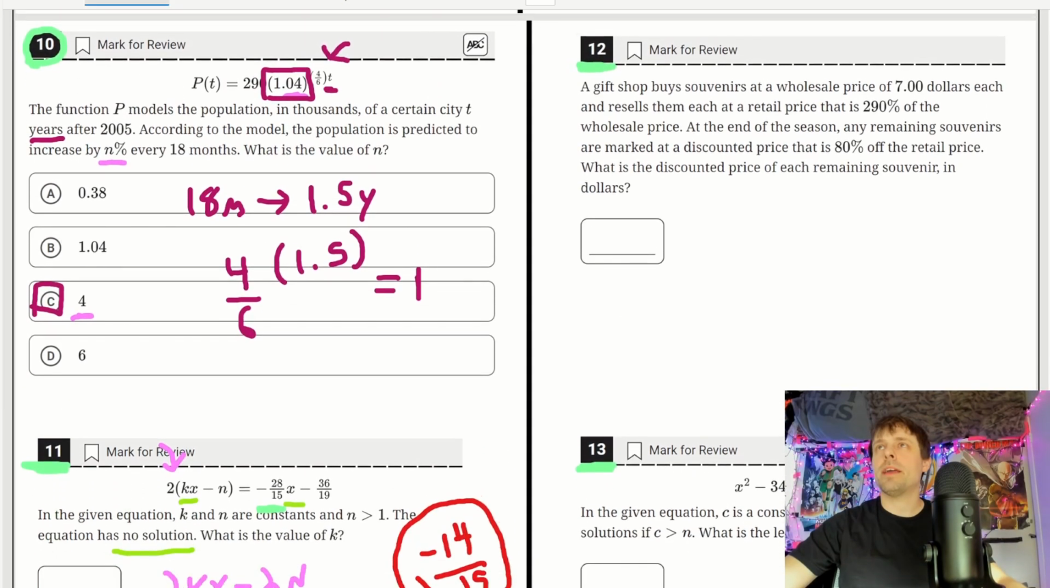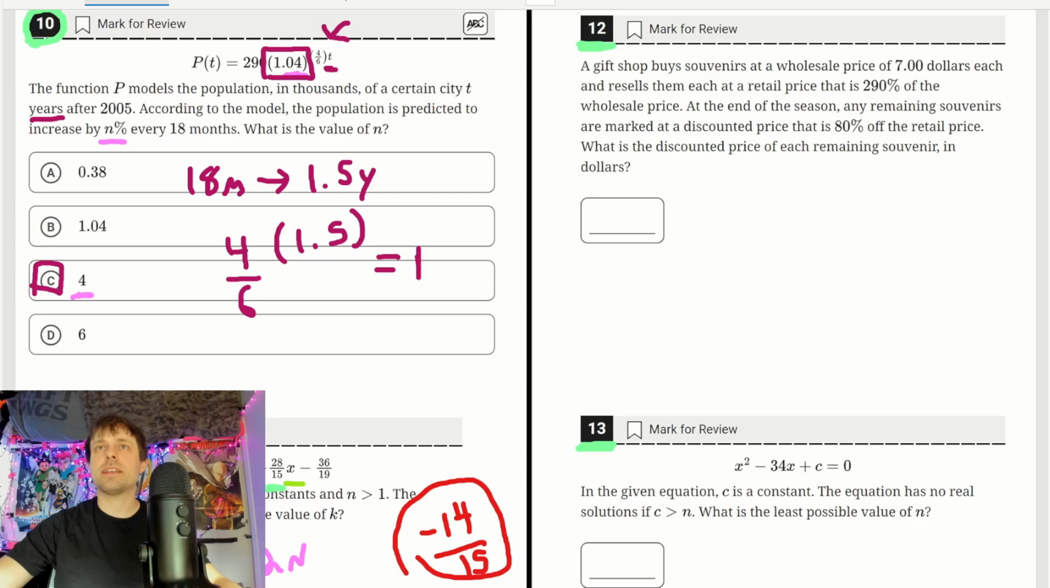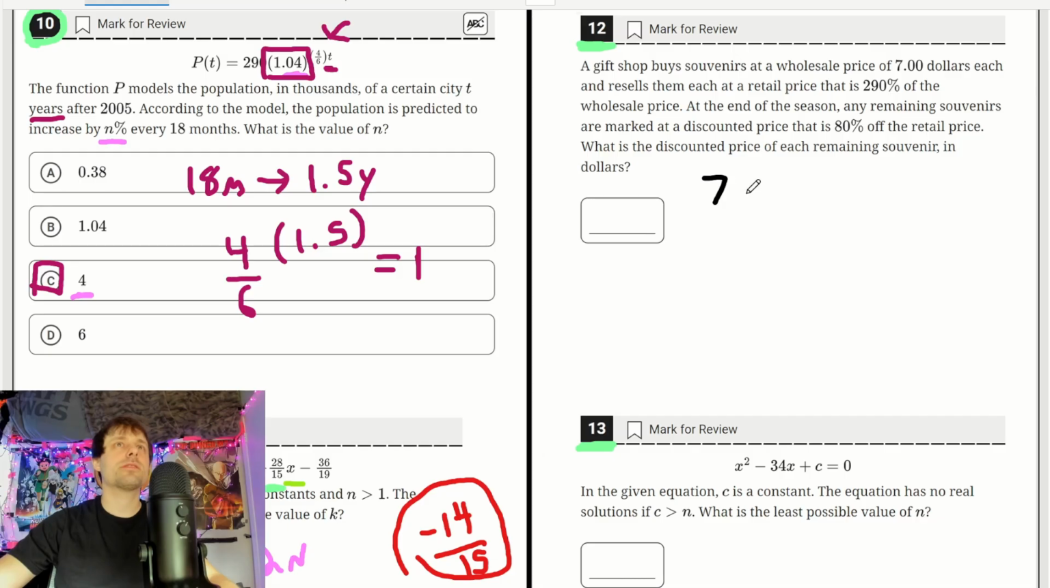And looking up at number 12, little percentage one. Let's see what's happening. So they buy them for $7 and they resell them at 290% of. Really focus on those percentages. Of is the percent you see, so that's where I would just multiply. I don't know this one off the top of my head. 2.9 times 7. Oops. 2.9 times 7. So that's going to get us to $20.30.